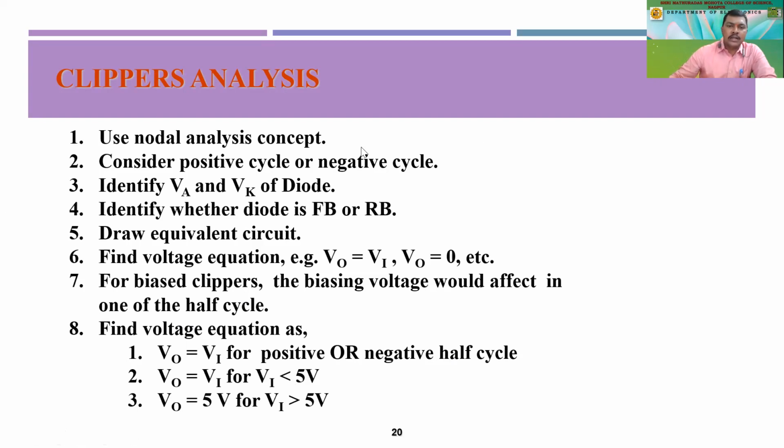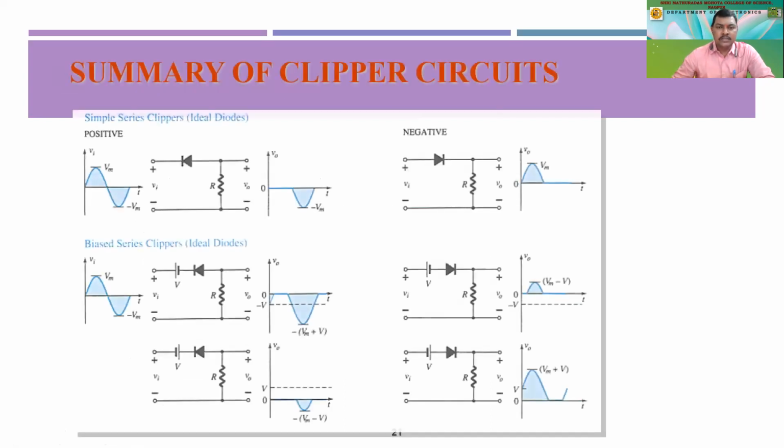So we should understand whether the diode is forward biased or not, what would be the equivalent circuit, what is the voltage equation over there, how much voltage we have applied to the circuit, and so on, right? So this much, I guess, is for the clipper circuit. These are some of the clipping circuits which we have studied.